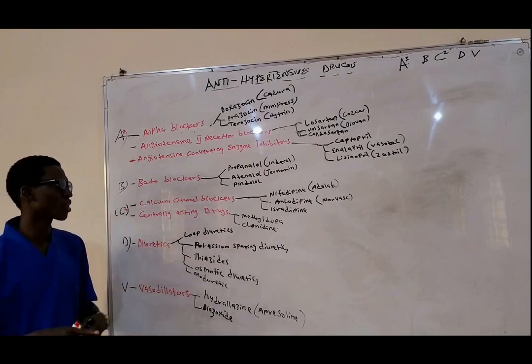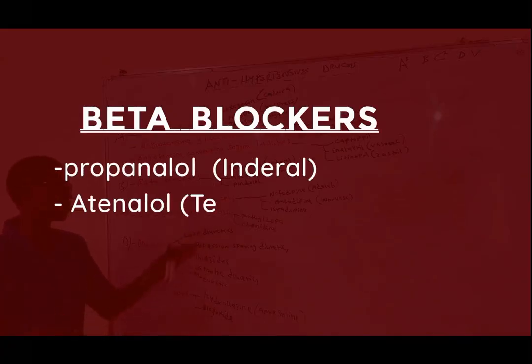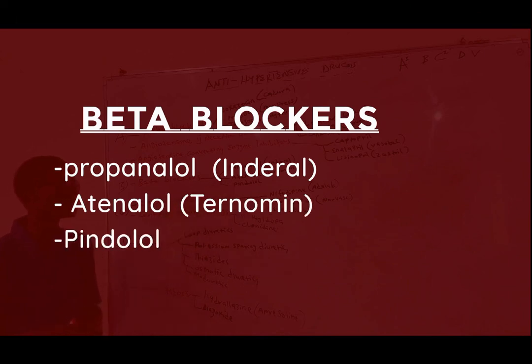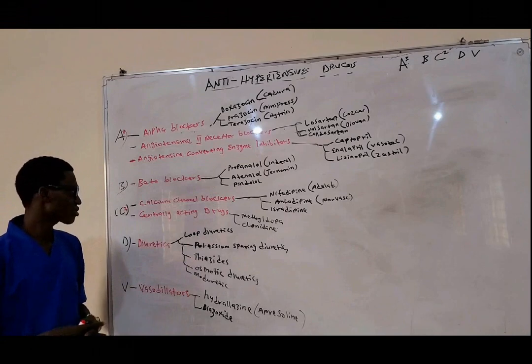Then examples of beta blockers are propranolol, or you call it Inderal. Then we have atenolol, or you call it Tenormin, and also we have pindolol. Their suffix ends with lol, lol, and lol. These are examples of drugs that belong to beta blockers.